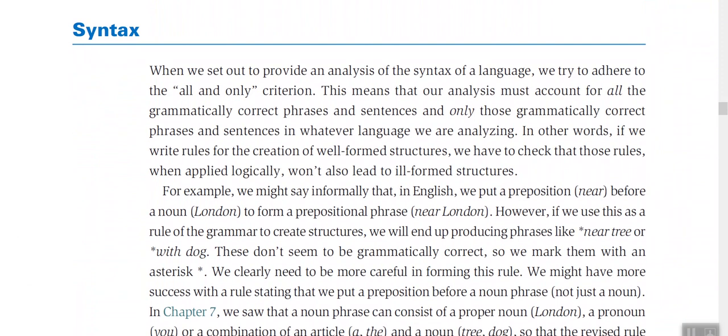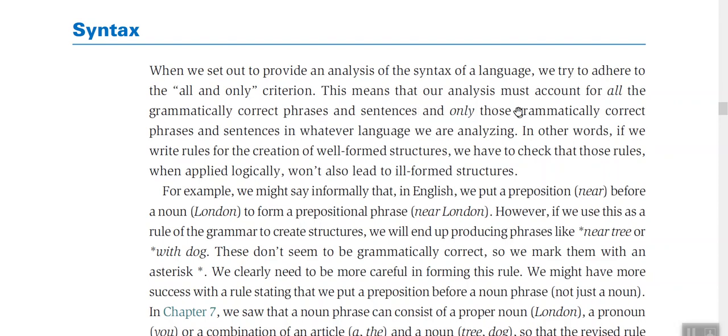When we set out to provide an analysis of the syntax of a language, we try to adhere to the all and only criteria. What does it mean, all and only criteria? This is in syntax. We will know what this criteria is, and we will have examples about it. It is very important.